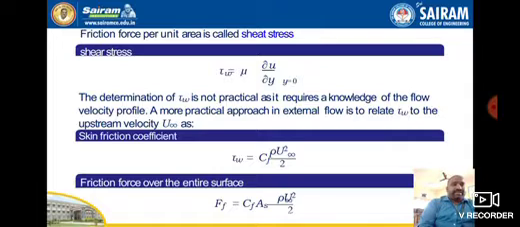So Cf is nothing but the friction coefficient, okay, and if you want to calculate the friction force over the entire surface, Ff is equal to Cf As into rho u infinity squared divided by 2. So these equations are available in the heat transfer data handbook. Depending upon the type of flow and friction coefficient, you can choose the formulas.